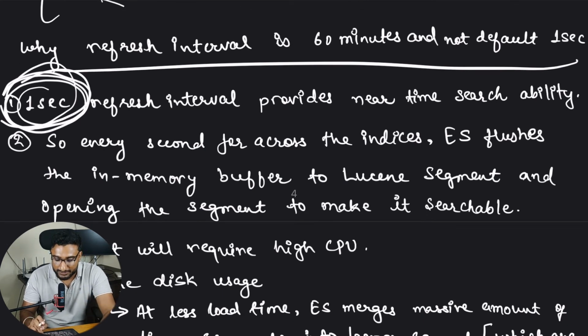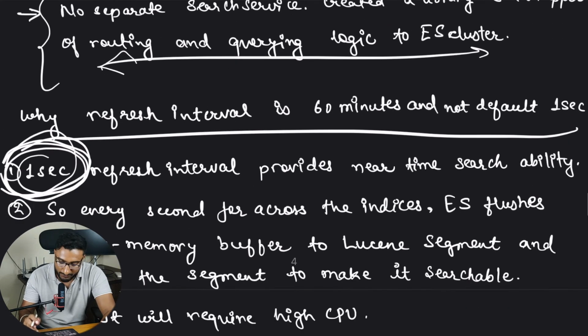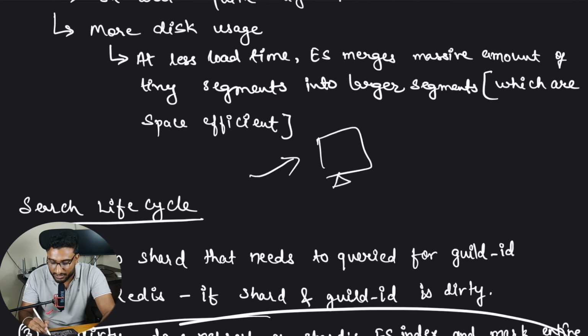And how Discord figured out this problem was, when they actually did this setup on production traffic, they observed that there was a high CPU increase and high disk usage.